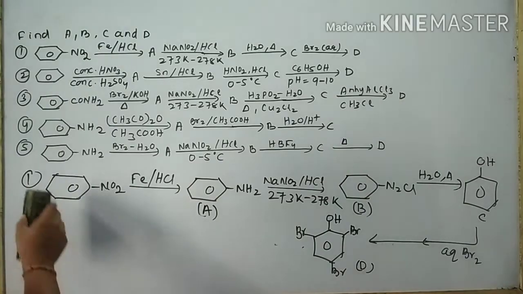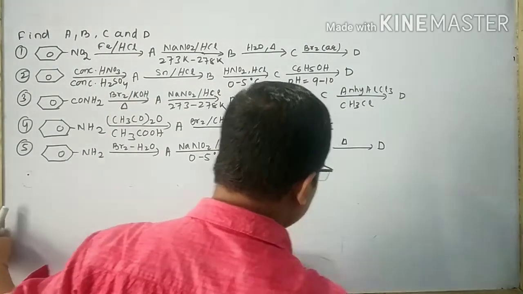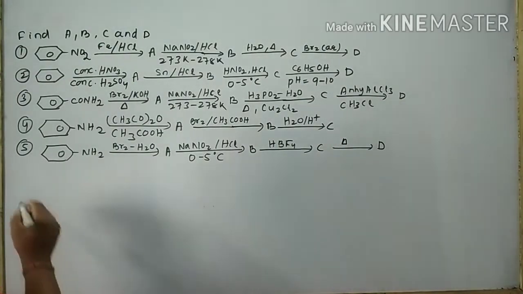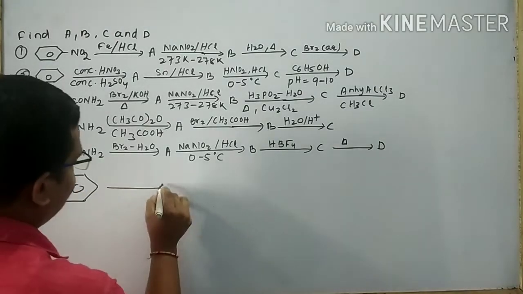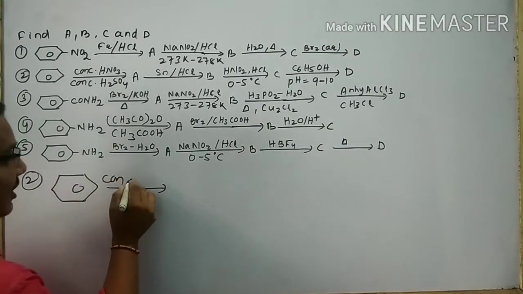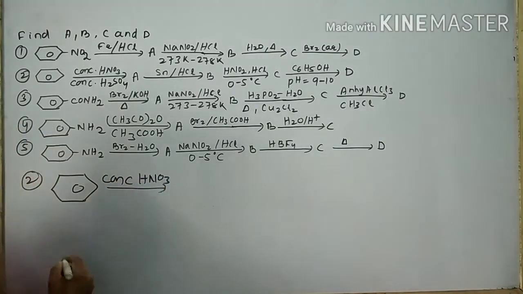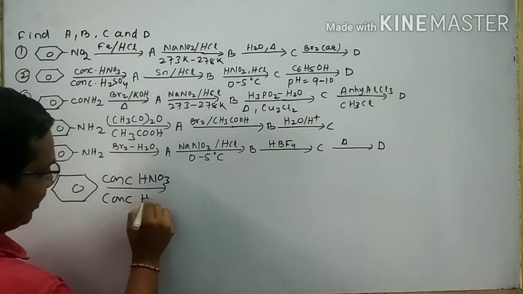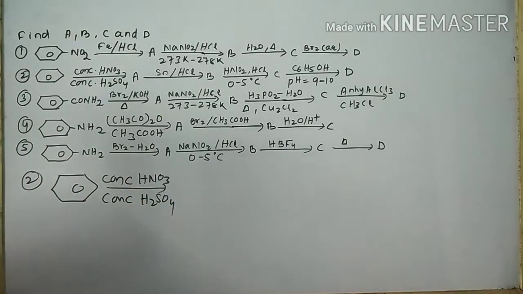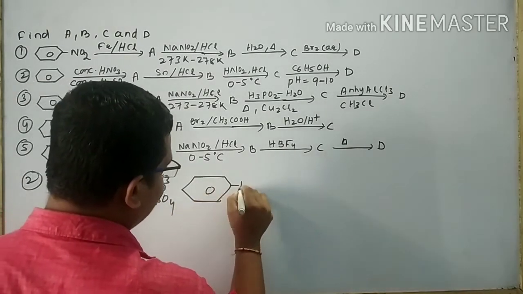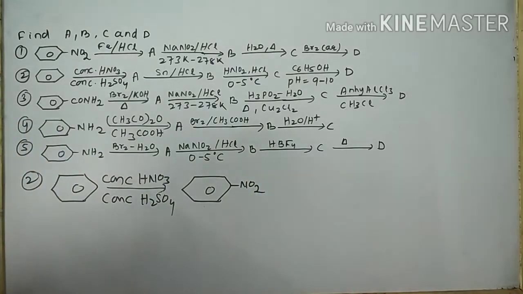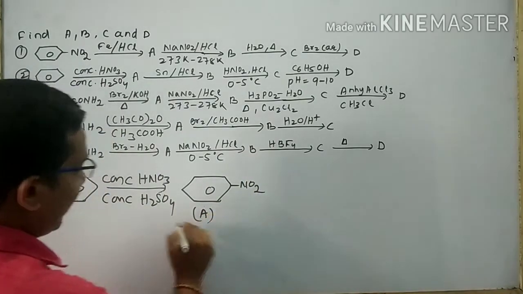Now I will solve question number 2. The question number 2 is this, your benzene. Benzene is subjected to reaction with concentrated HNO3 and also with concentrated H2SO4. It is called nitration. That means NO2 will attach to the benzene ring and form nitrobenzene. This is also said to be nitrobenzene and it is considered as the product A.